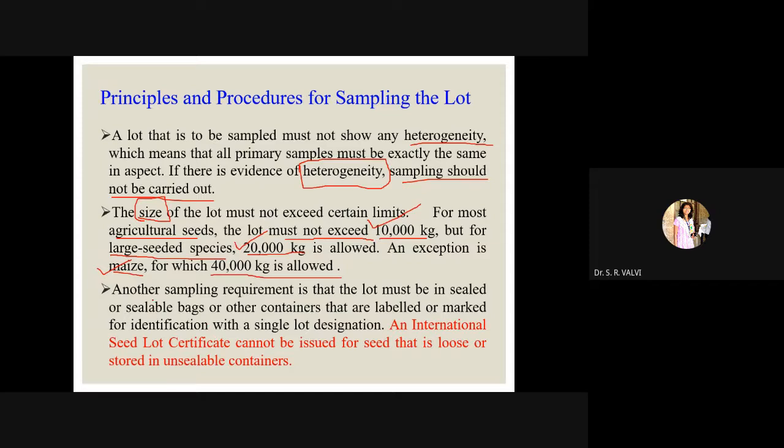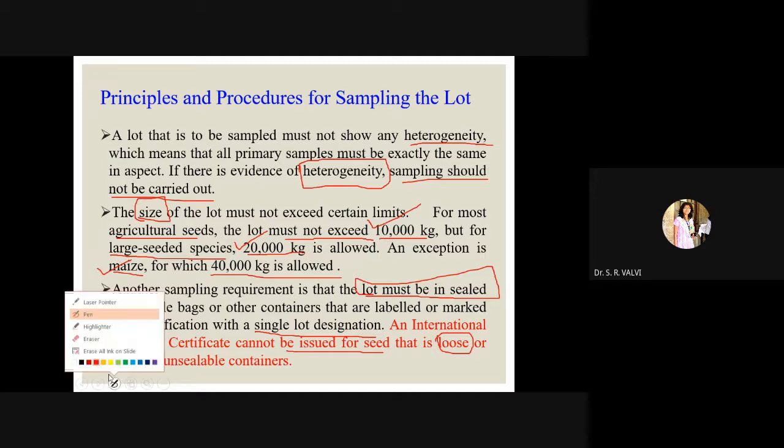Another sampling requirement is also there: the lot must be sealed. Whatever sampling you want to do, your bag should be sealed, right? Or sealable bags or other containers that are labeled or marked for identification with a single lot designation. So an international seed lot certificate cannot be issued for seed that is loose. This is a very important point.